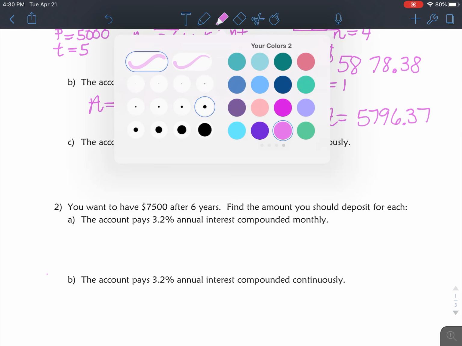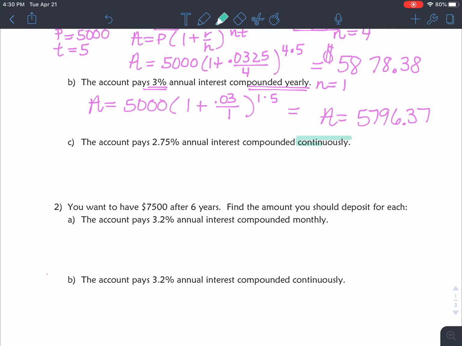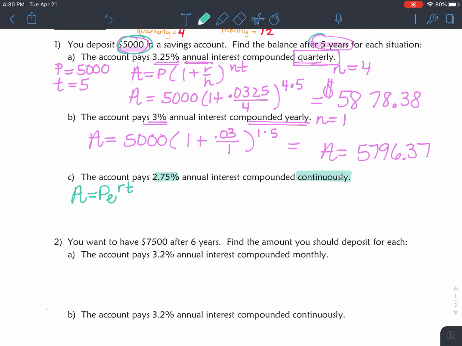All right. Now, big change of word. It says compounded continuously. Here is our rate. So we are changing formulas. This is our A equals P E to the R T. Again, we are using the same given information. So our A equals $5,000 times E raised to our rate, which is 0.0275, times 5 years. Plug that into your calculator, hit pause, plug it in. Make sure you got $5,737.01.